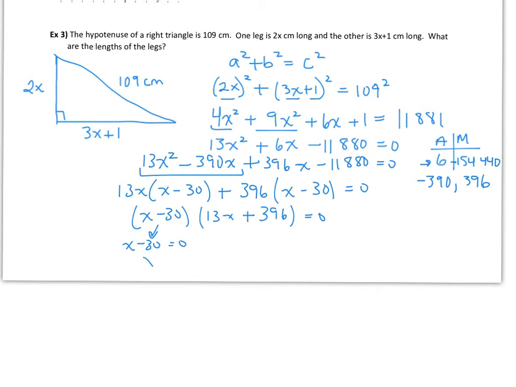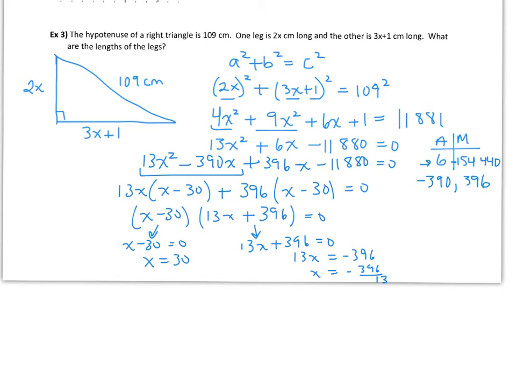So x equals 30, or we get 13x plus 396 equaling 0. So 13x will equal negative 396. Divide both sides by 13. We get negative 396 divided by 13. 396 divided by 13 doesn't go evenly, so I'm going to leave that as a fraction.